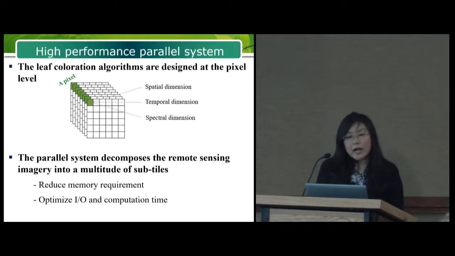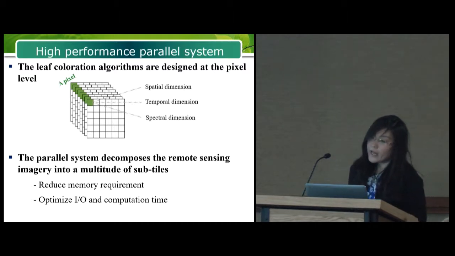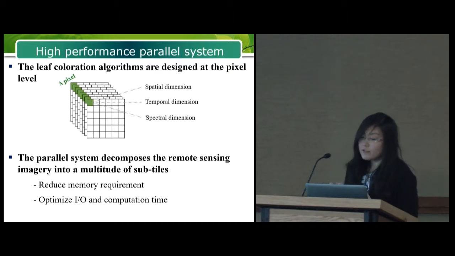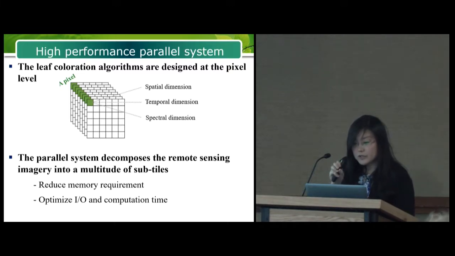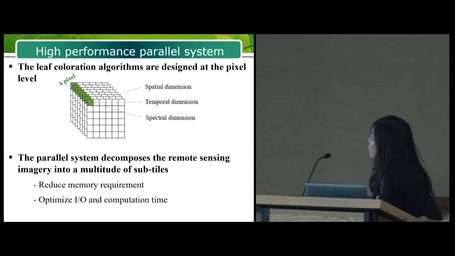To prototype our high-performance parallel system, when we design those leaf coloration algorithms, we intend to design them at the pixel level. So basically, it means that we treat every pixel individually. We want to explore all the information we can gather for that pixel from the spatial dimension, temporal dimension, and also the spectral dimension. This pixel-level design helps us facilitate the parallel processing of the massive amount of data.